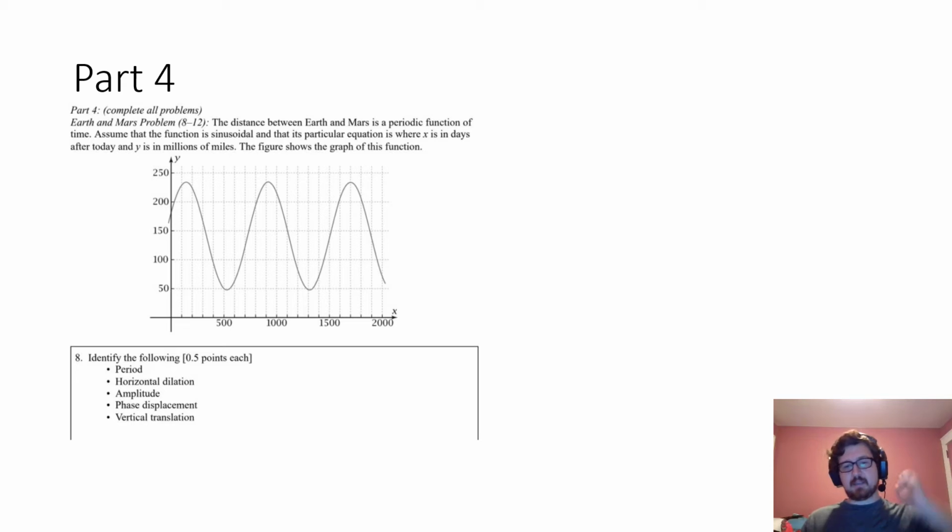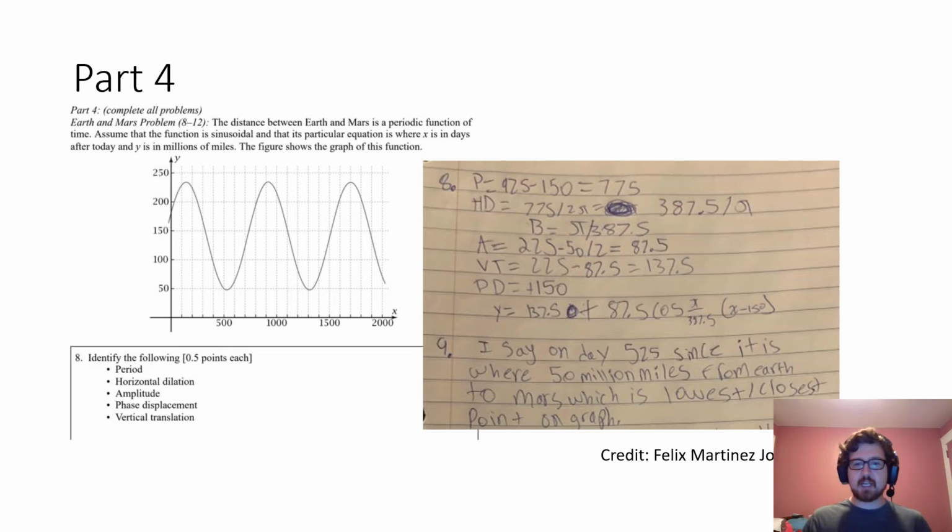So let's take a look at this one, part 4. Part 4 was easily the most annoying part. A lot of people struggled with it, so I won't take a lot of time on this one. Shout out to Felix for this one. Good job, Felix. You explained it really well. So Felix saw that the period was 775 because from here to here, this was a distance of about 775. If you said 800, that's perfectly fine. I gave you credit for it.